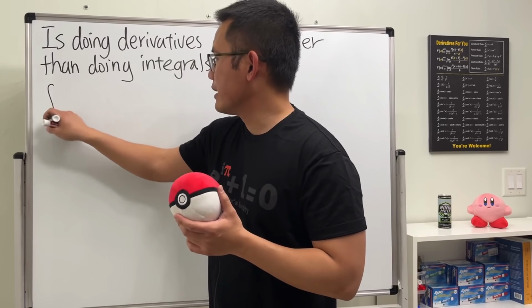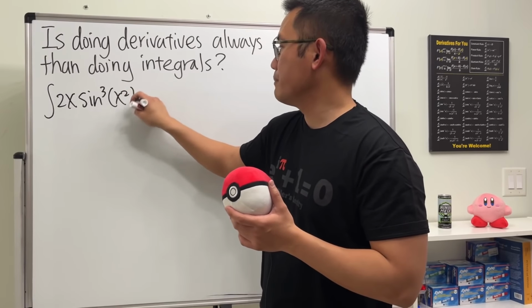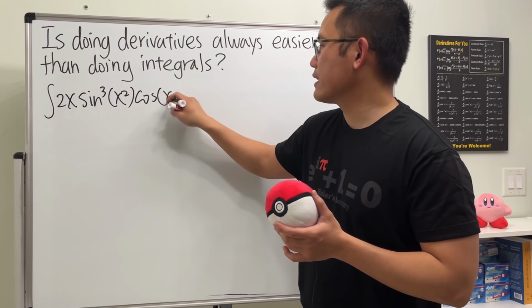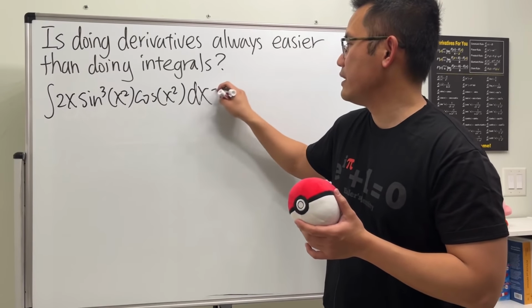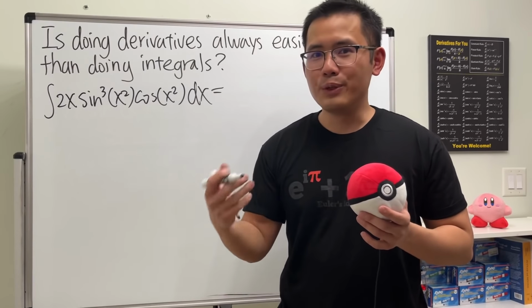First off, let's take a look at the integral of 2x times sine to the third power of x squared. Assume we're done? No, not yet. Times cosine of x squared. Yes, this is the function, and of course we have the dx. In fact, for this integral, we can just do this in our head. Do a u sub in our head.